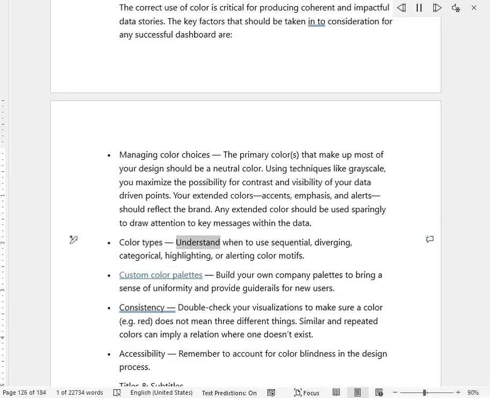Color types: understand when to use sequential, diverging, categorical, highlighting, or alerting color motifs. Custom color palettes. Build your own company palettes to bring a sense of uniformity and provide guide rails for new users. Consistency. Double-check your visualizations to make sure a color, e.g. red, does not mean three different things. Similar and repeated colors can imply a relation where one doesn't exist. Accessibility. Remember to account for color blindness in the design process.